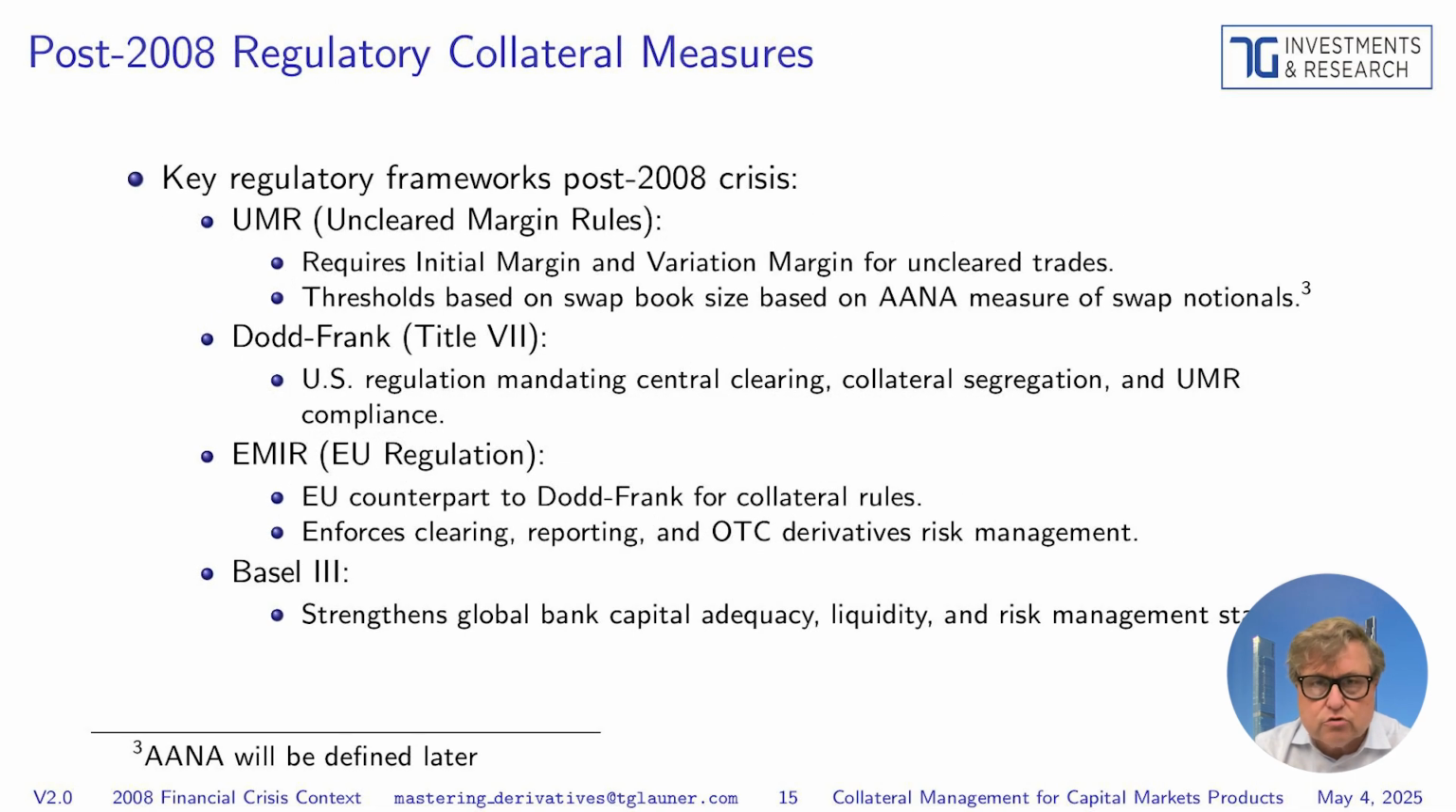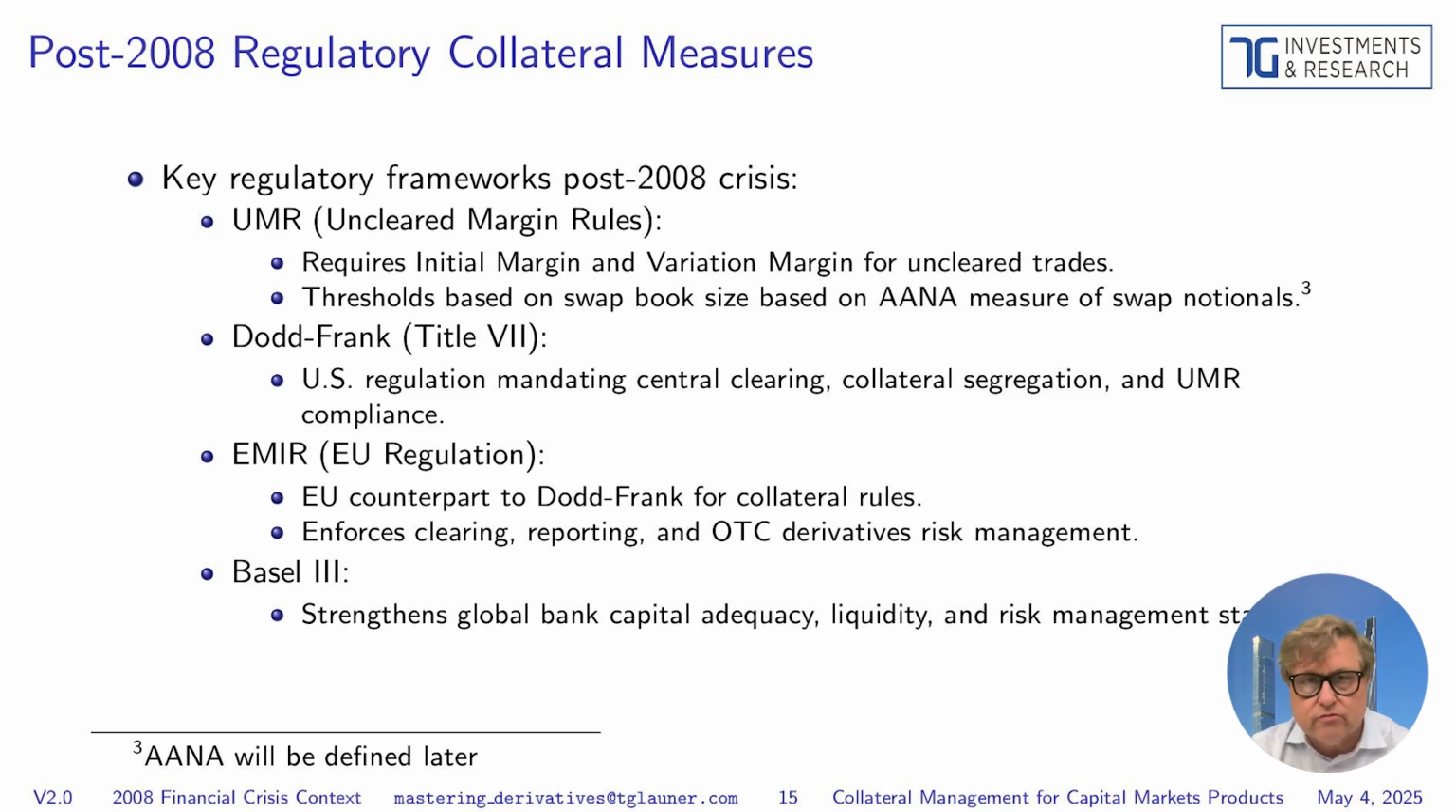Following the 2008 crisis, several key regulatory frameworks were introduced globally to address these vulnerabilities. The first one is UMR, Uncleared Margin Rules. These rules mandate both initial margin and variation margin for uncleared trades. The application of these margins is based on thresholds tied directly to the size of a swap book. We will discuss UMR in more detail later on.